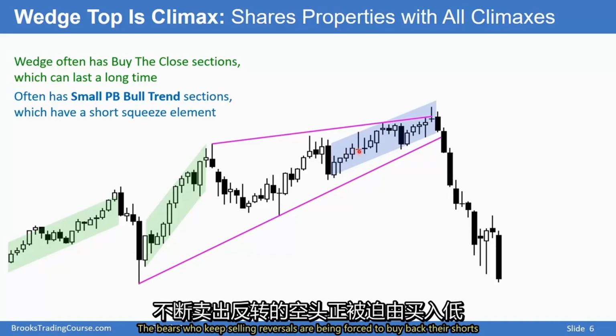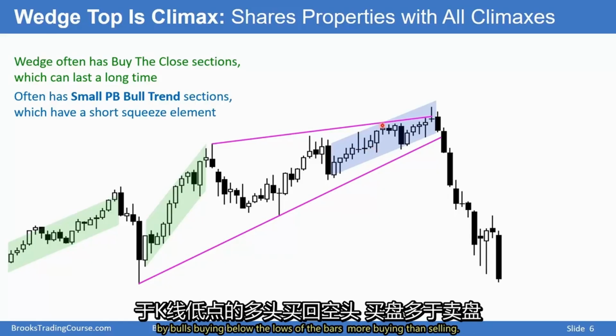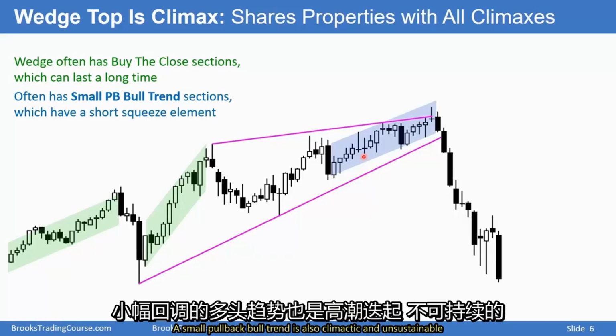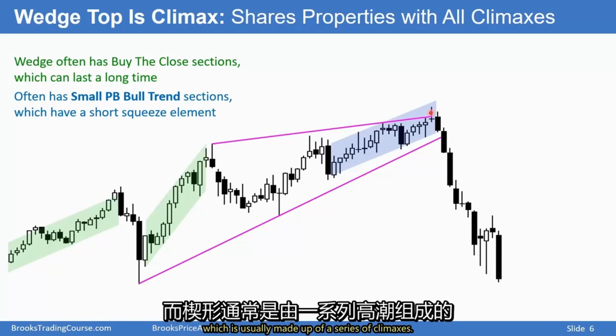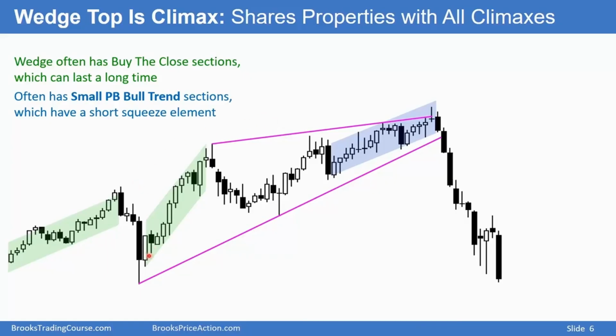The bears who keep selling reversals are being forced to buy back their shorts by bulls buying below the lows of the bars, more buying than selling. A small pullback bull trend is also climactic and unsustainable, and therefore it's appropriate that it's occurring within a wedge, which is usually made up of a series of climaxes.